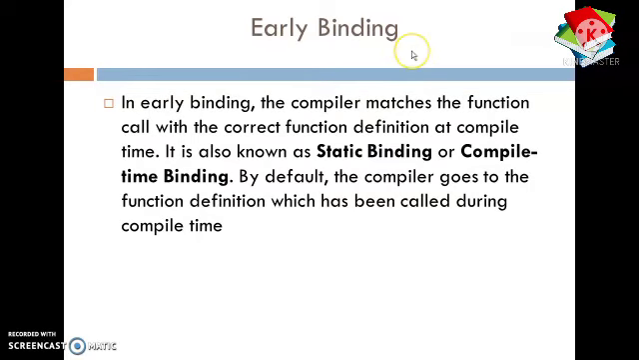Next concept is early binding. Early binding refers to static binding, compile time binding. Binding basically refers to the linking of a function call to the code of the function to be executed in response to the function call. So early binding is the binding that is performed at compile time. So that's why this is called static binding. That's why this is called fixed binding.